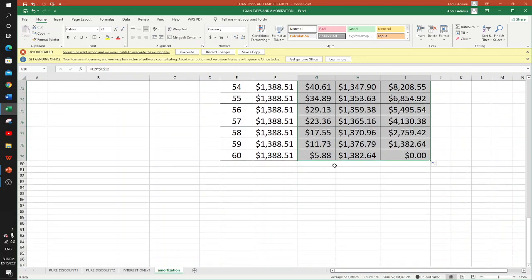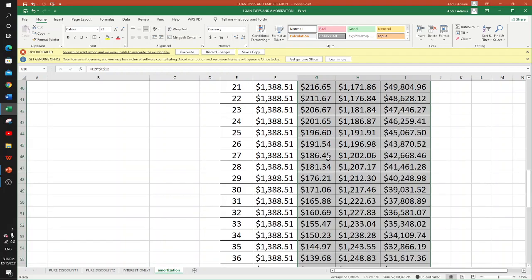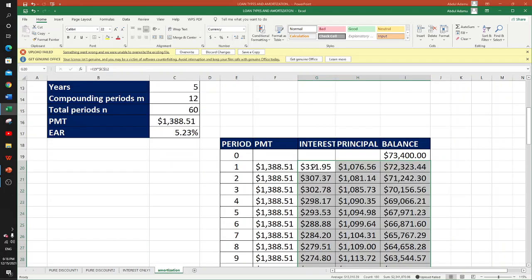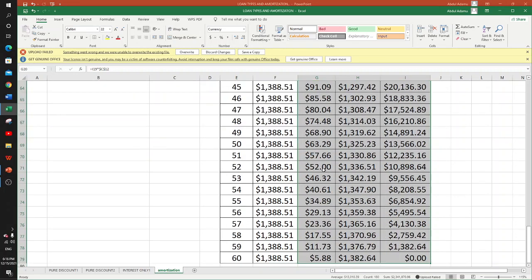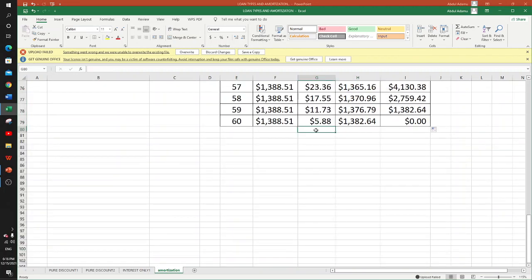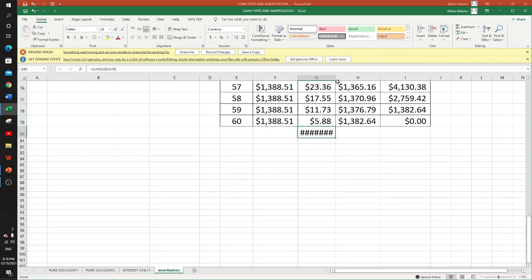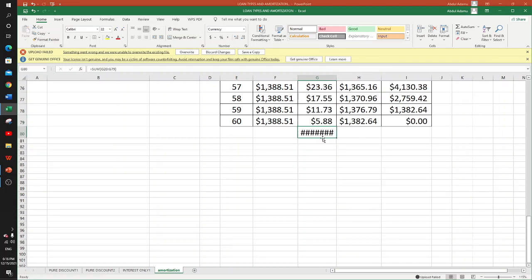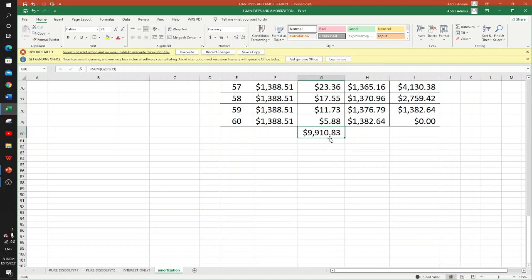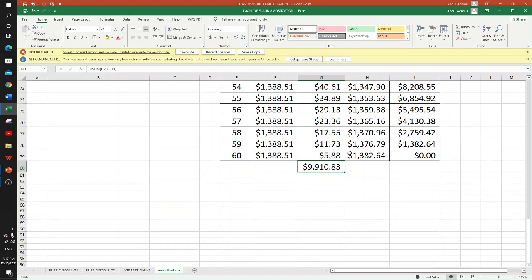If we want to know the amount of interest we have paid throughout, all we need to do is just add this together. Let's press Alt equal. That is the addition. That is the total interest we have repaid for the period.